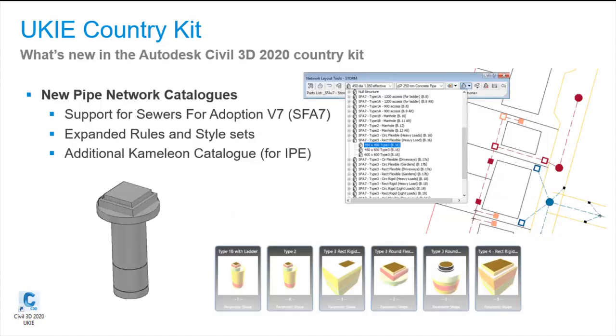A lot of work has gone into improving the pipe network catalogues, and a full set of structures now exist to mirror those found in the Sewers for Adoption manual. Not only does this give you a pretty extensive parts list, but you'll also find style sets and pipe rules to ensure you can get the most out of the new catalogues. Also, there's a very cool Inventor-based chameleon catalogue that supports connectors. So grab a cup of tea and make yourself comfortable, as what follows will showcase many of the improvements in the 2020 Country Kit.